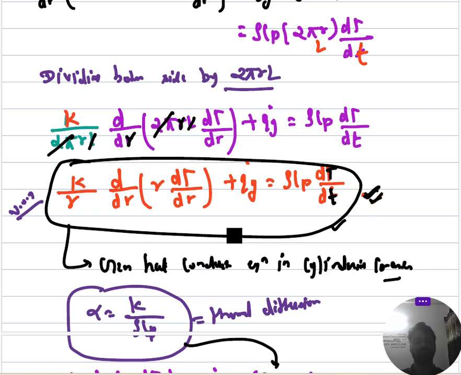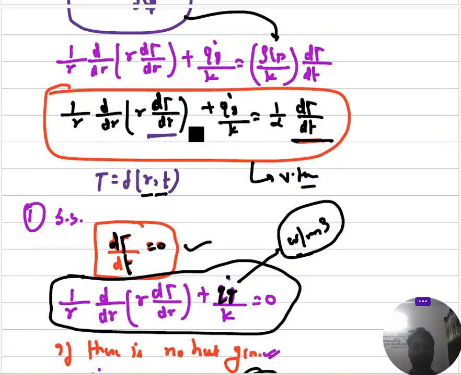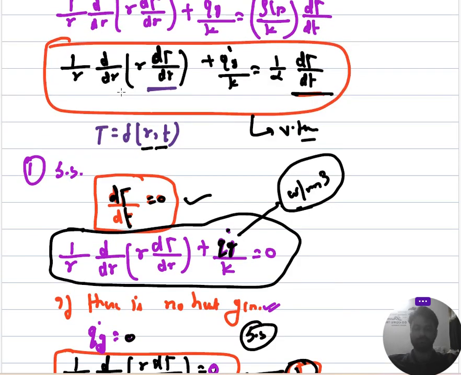So you can write k by r d by dr of r dT by dr plus Q dot G equals rho Cp dT by dt. Since k is constant, we can define the thermal diffusivity, and ultimately this formula gets reduced to 1 by r d by dr of r dT by dr plus Q dot G by k equals 1 upon alpha dT by dt. Okay, so this is a very, very important formula.